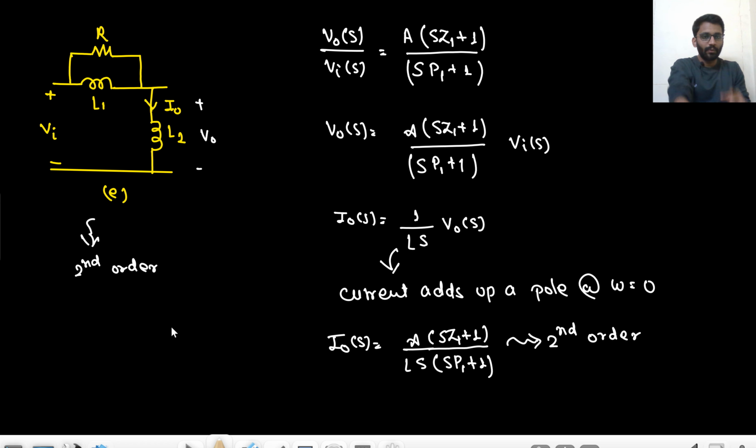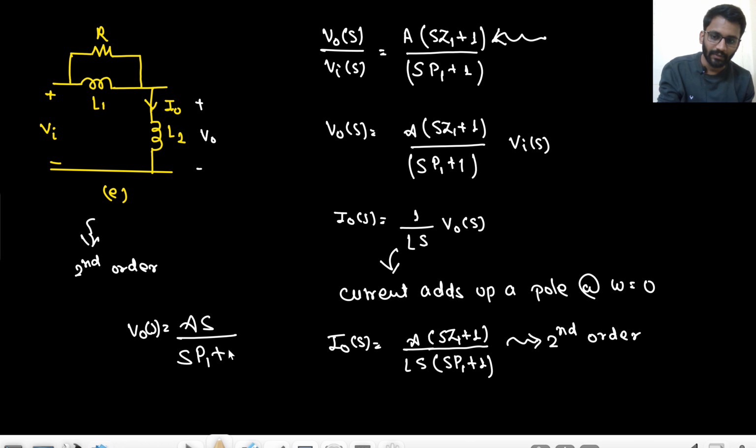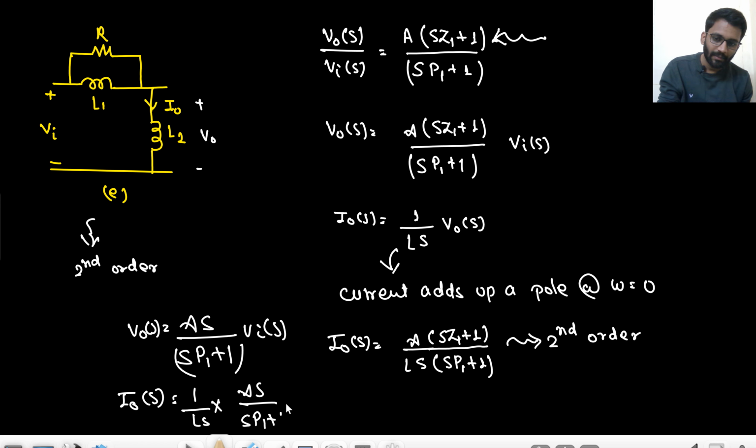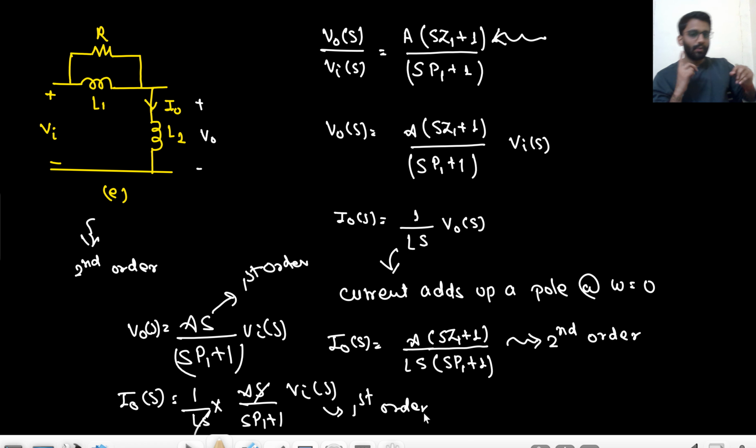Now one more thing you have to take care of, that is you should not have a zero at omega equals 0 in case of voltage output. Let us assume your transfer function for voltage was something like this: AS upon (S P1 plus 1) into V in S. What would it be for current? 1 upon LS into AS upon (S P1 plus 1) into V in S. So this S and S would have been cancelled. This is first order, and this would also have been first order. So you always need to check one thing, that in case of voltage output I should not have a zero at omega equals 0.